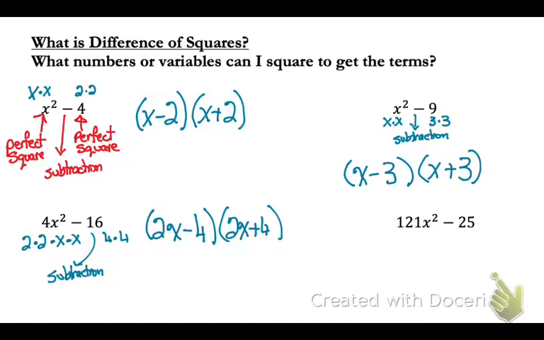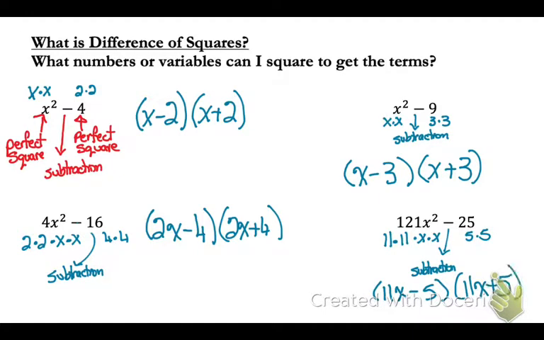Let's look at our very last one. Well, I know that 121 is a perfect square because it's 11 times 11. X squared, we've already said, is a perfect square, and this is subtraction, and 25 is a perfect square, could be 5 times 5. So this could be written as difference of squares, 11x minus 5 and 11x plus 5. That is what difference of squares is.